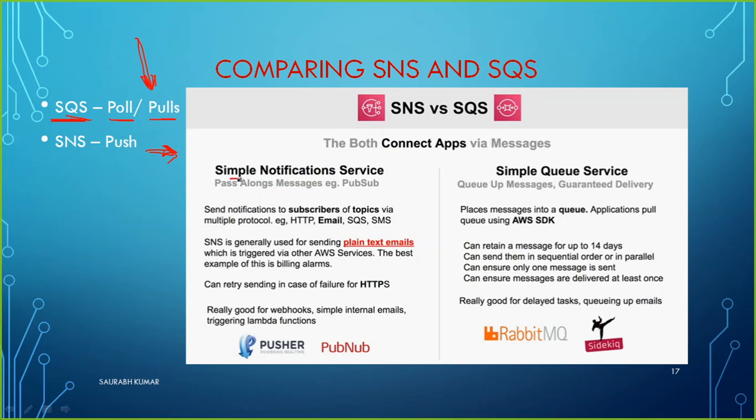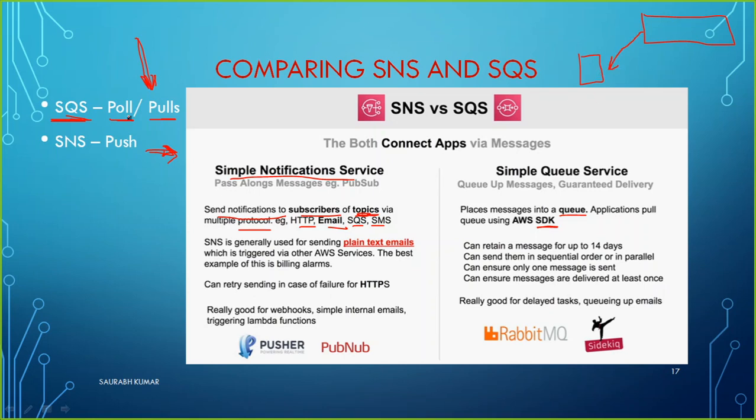So let's try to understand what SNS is. It sends the notification to the subscribers of any topic which you have created via multiple protocols like HTTP, email, SQS, SMS, like that. Whereas SQS places the message into a queue, and an application pulls the queue by using the AWS software development kit. Meaning that the message here will already be in the queue, and the consumer itself, the application which is supposed to get that notification, pulls that notification and then receives it.